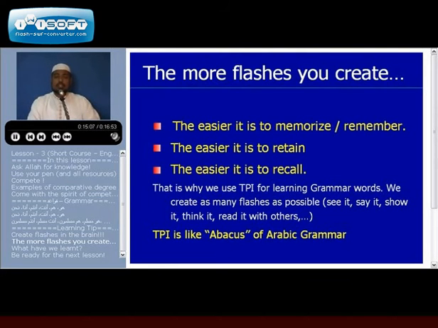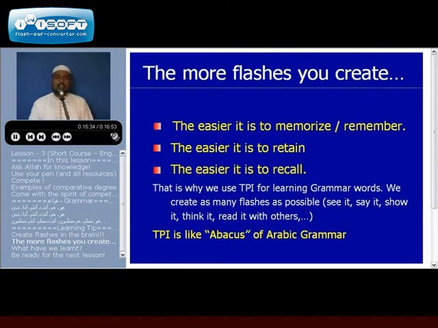When we are learning new words, the more flashes we generate in our brain, the easier it is to learn the word, longer can we retain it, and easier can we recall it. We can learn it quicker, we can retain it for a longer time, and we can recall it quickly.